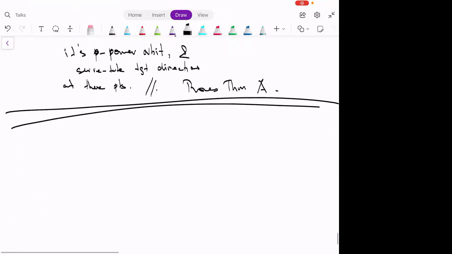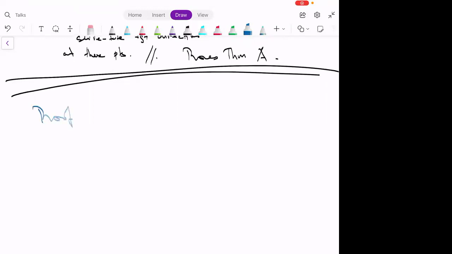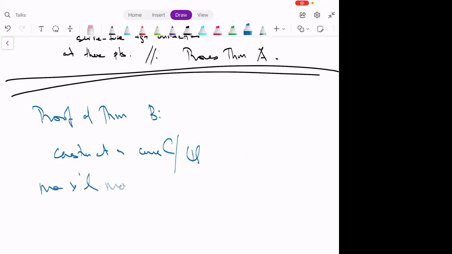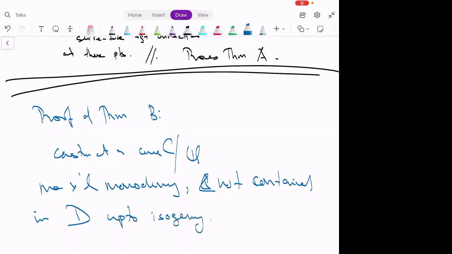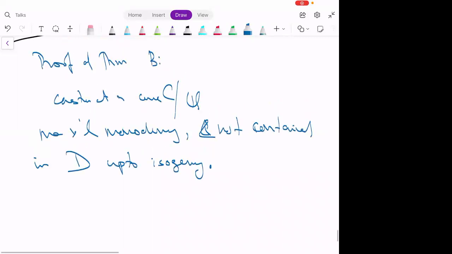Let me very briefly sketch how we prove Theorem B. So first of all, we construct a curve over Q that has maximal monodromy and is not contained in D up to isogeny. So then how do we go from this curve to a number field valued point? Our idea was to use an intersection theorem.